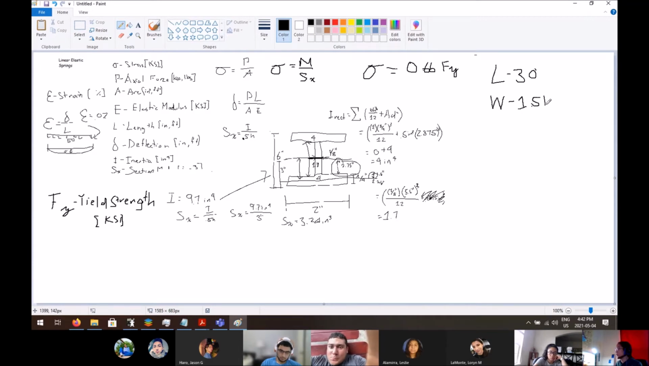1.5 KLF. And then your yield strength is 50 KSI. And then your elastic modulus is 29,000 KSI.